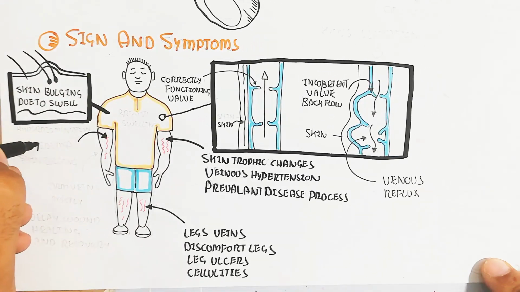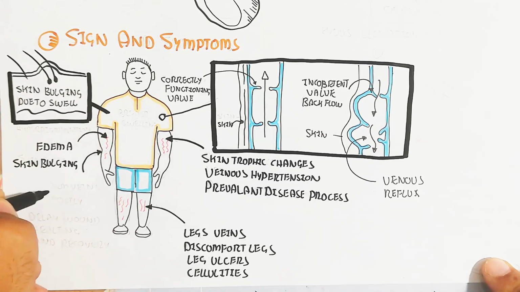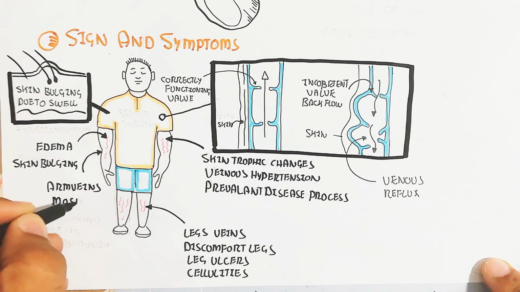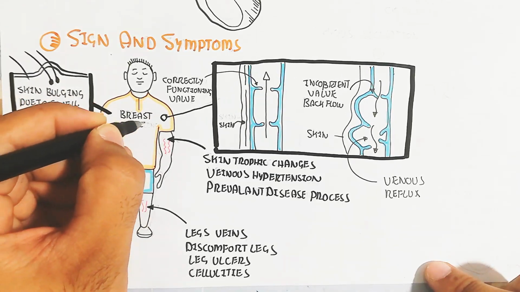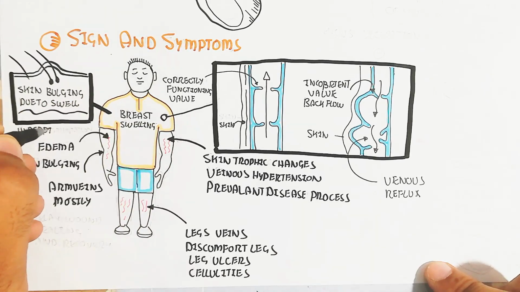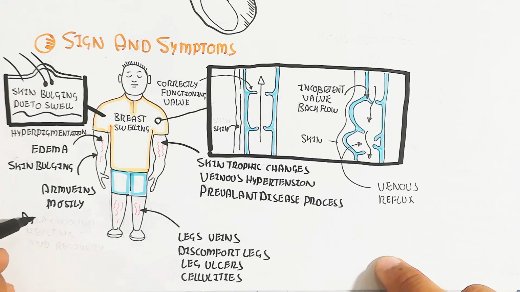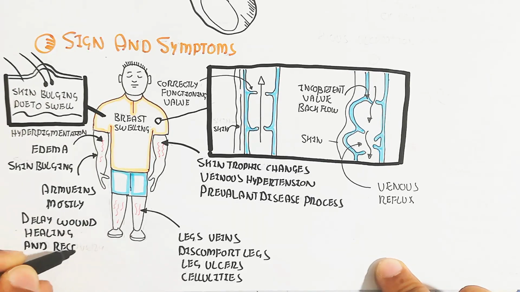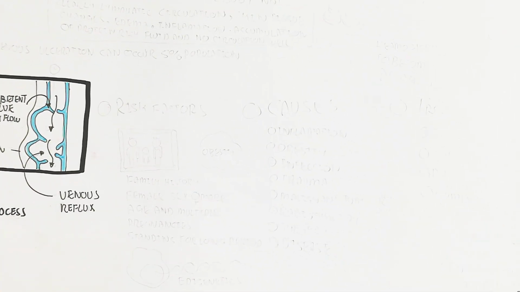On the other hand, edema on the arm and on the feet, etc., and skin bulging will occur already. On the other hand, it is mostly the arm vein, and delayed wound healing and recovery will occur due to the varicose vein. Anyhow, let's understand the further function.